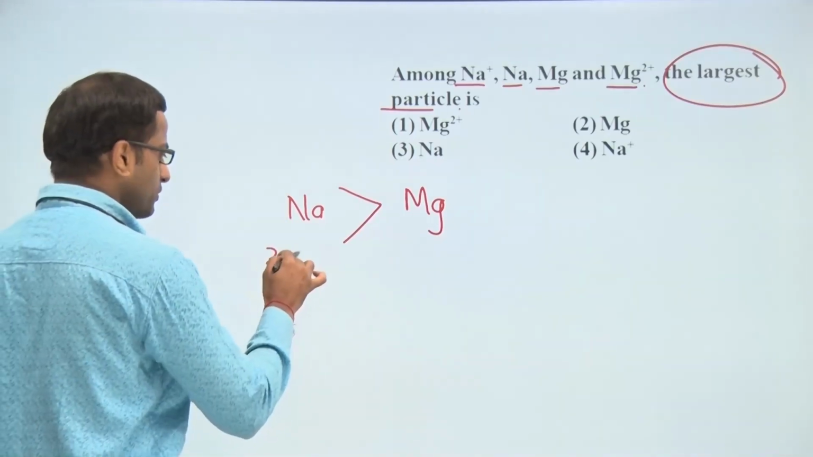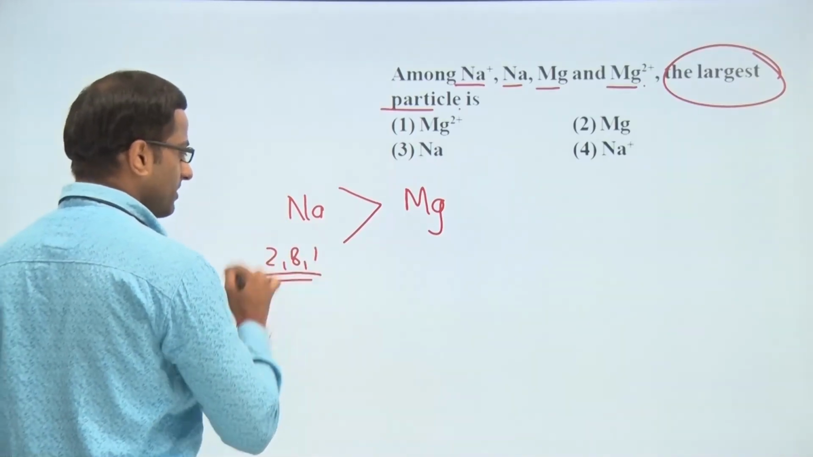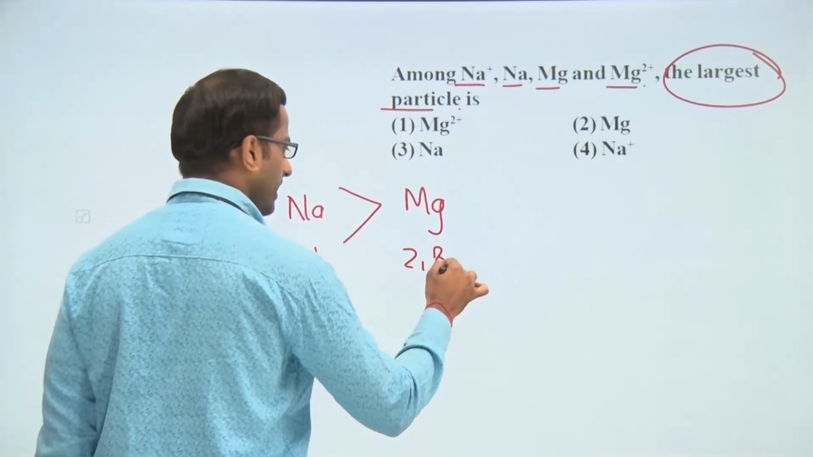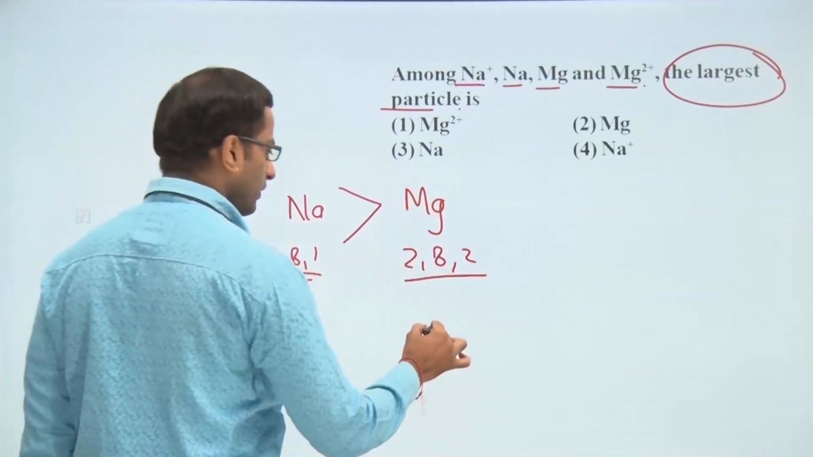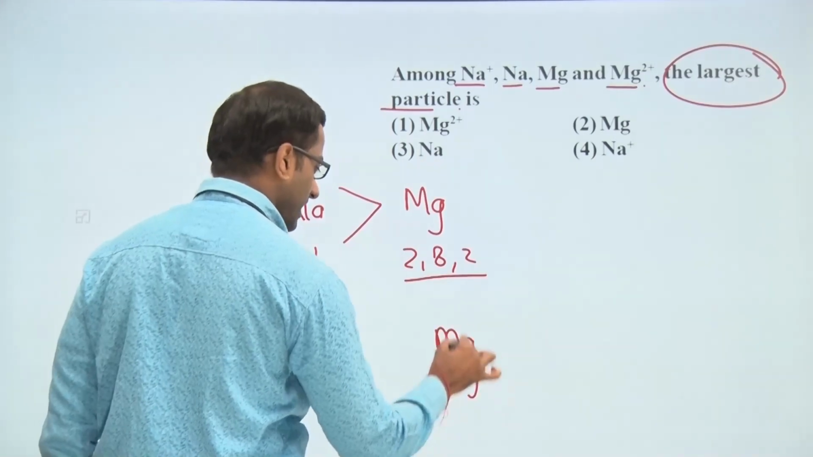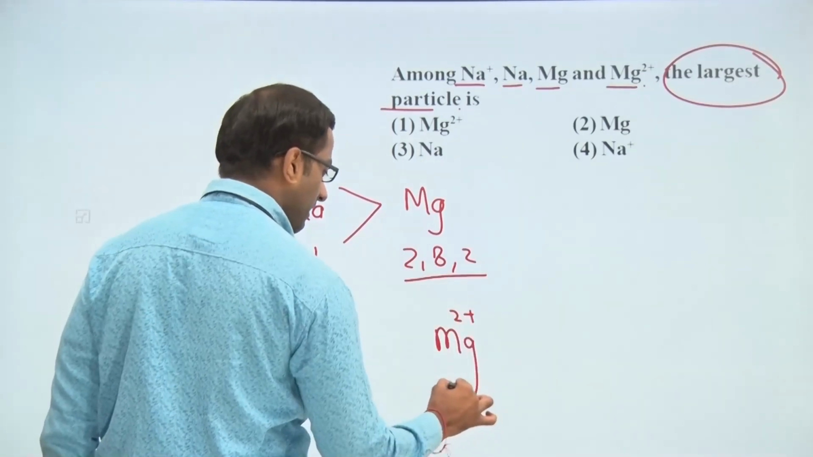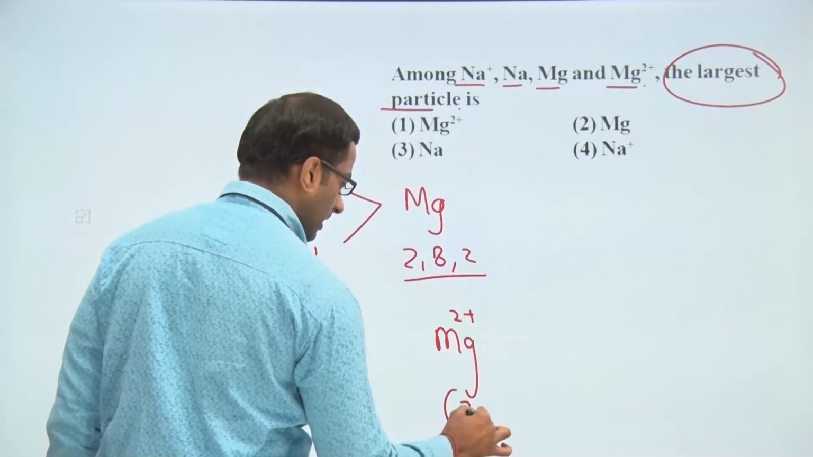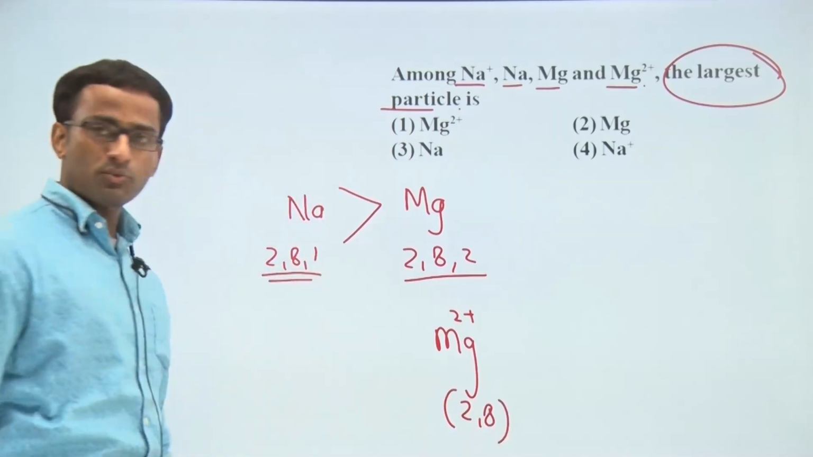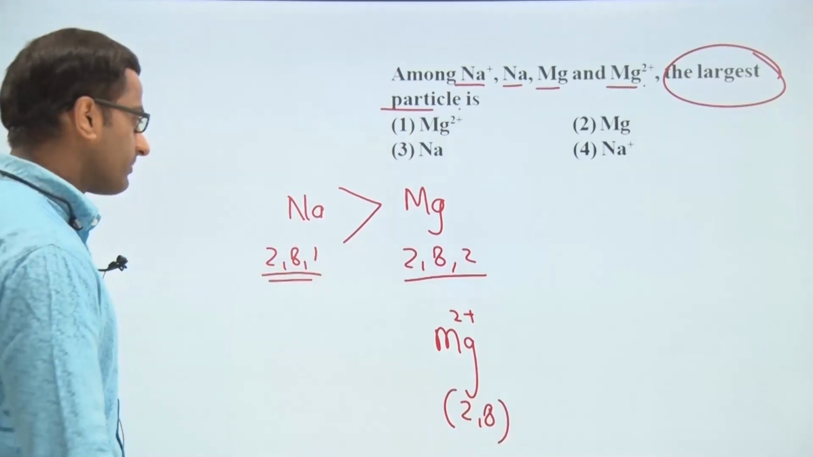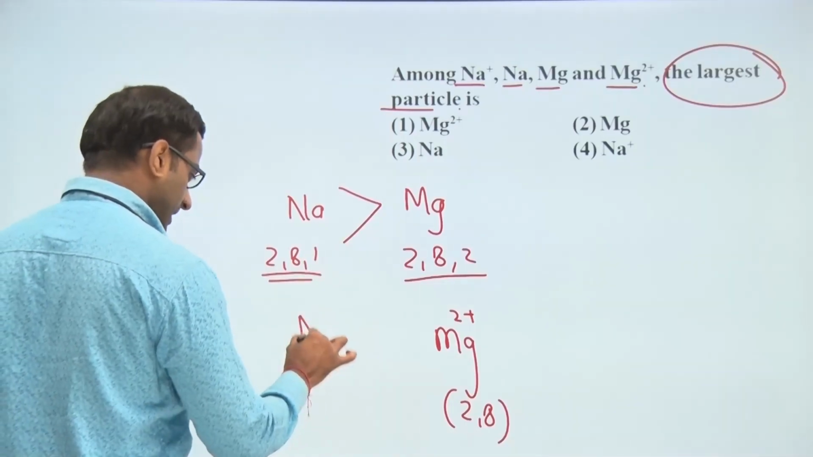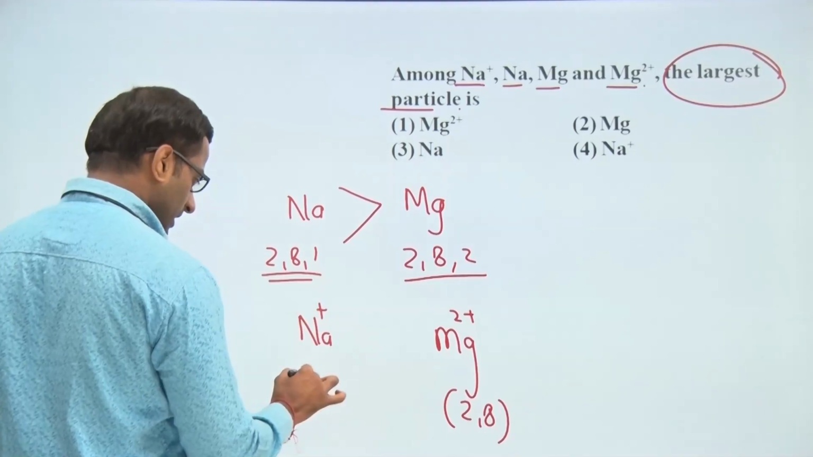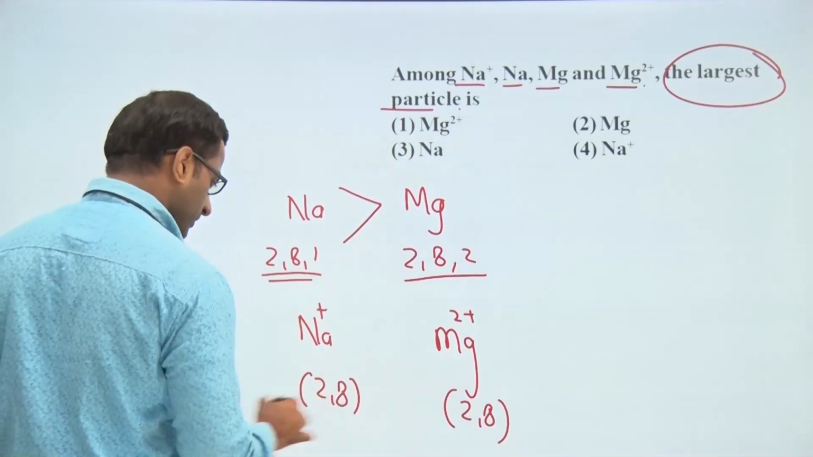Configuration of sodium is 2,8,1, 3 shells are present. Magnesium is 2,8,2, 3 shells are present. On removal of 2 electrons from magnesium, we get the Mg+2 configuration, 2,8. Next, after removal of 1 electron, we get the Na+1 with 2,8 configuration.